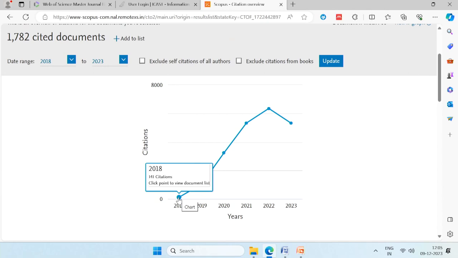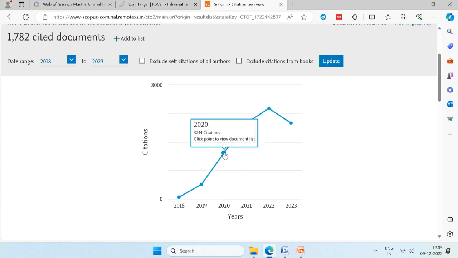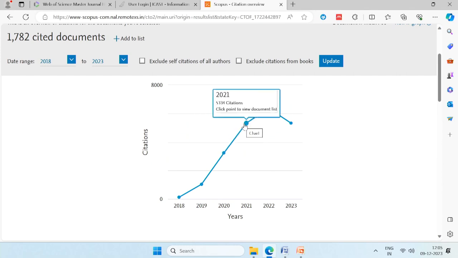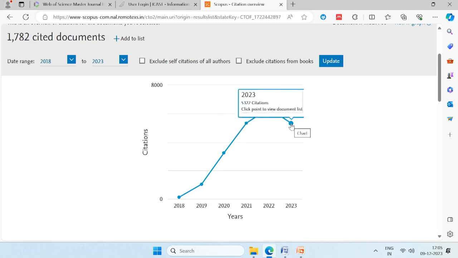Okay, so we have published around 300 articles in 2018. Those 300 immediately started receiving citations. In 2018 itself they got 141 citations, and again it increased to 1000, and again it increased to 3200. In the present year, 5000, not cumulative, each year number of citations.